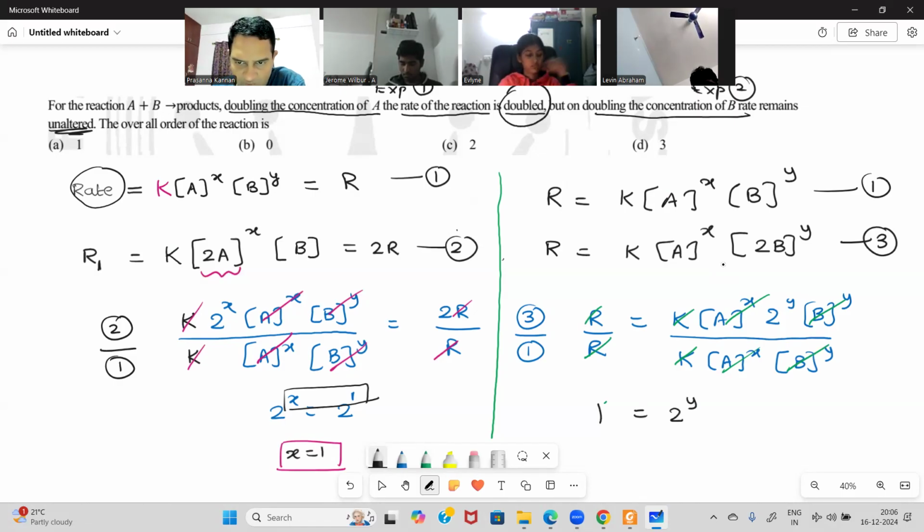Okay. So what can you say 1 is? How can you write 1, Ranika? 2 power 0, sir. Very good. 2 power 0 is 2 power Y. So what is Y? 0, sir. Exactly. So what is the order of the reaction with respect to the reactant B? What is the order of the reaction with respect to the reactant B? Tell me, Ranika.